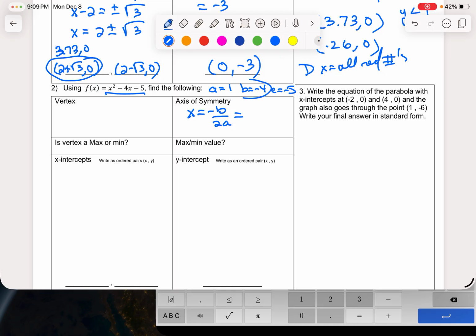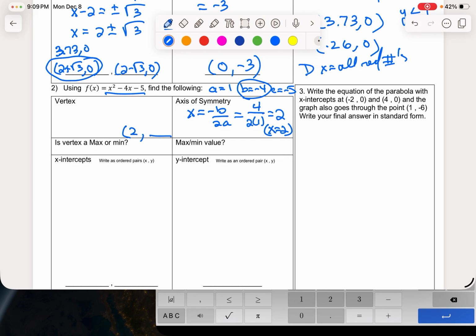So if I take the opposite of negative 4, it's 4 over 2 times 1, which gives me an x value of 2. So my axis of symmetry is x equals 2. Once I know that, I know my x value, my vertex is also 2. We got to find y.